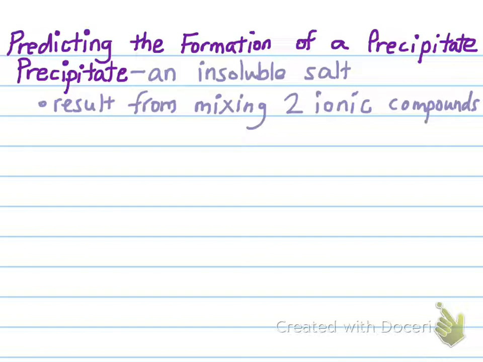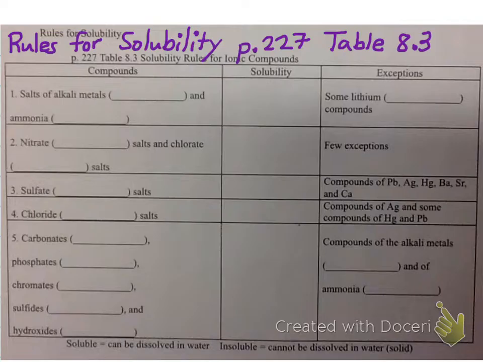So we have some rules to follow. They're called the rules for solubility, and they're on page 227 in your textbook. They're table 8.3. This is what those rules of solubility look like on your outline. Now, this is not something you have to memorize. This is going to be added to your helper sheet, okay? But this is what it looks like on your outline.